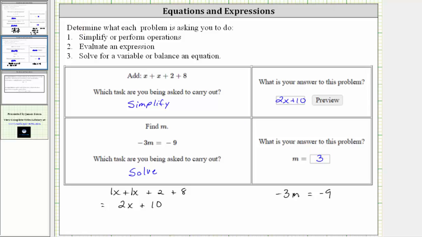But to show work for this, negative 3 and m are attached by multiplication. To solve for m, we need to perform the opposite operation to both sides of the equation, which means for this equation we would divide both sides by negative 3. Negative 3 divided by negative 3 simplifies to 1. 1 times m is m. On the right side, negative 9 divided by negative 3 is positive 3, again giving us the solution to the equation.